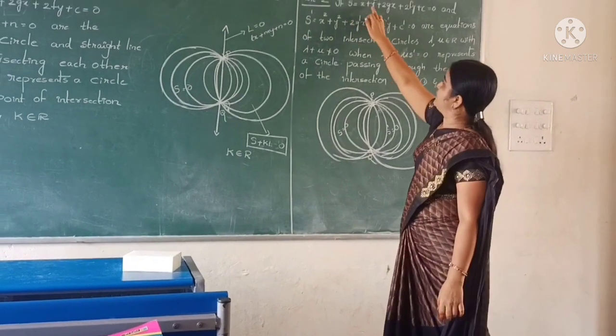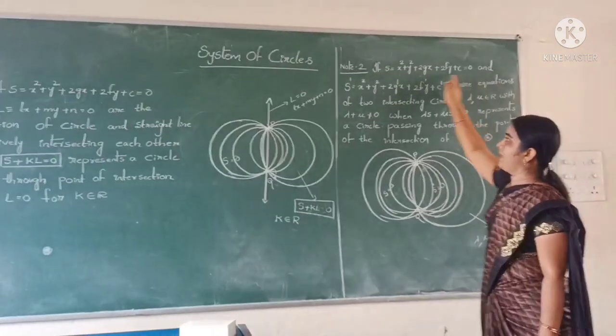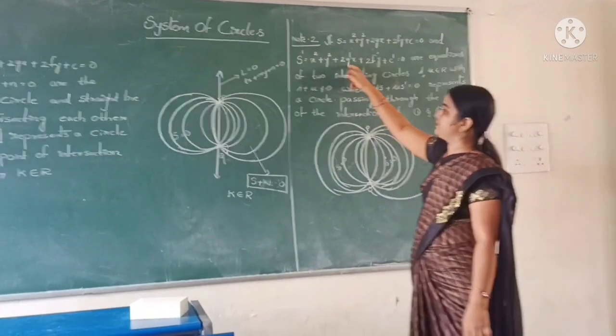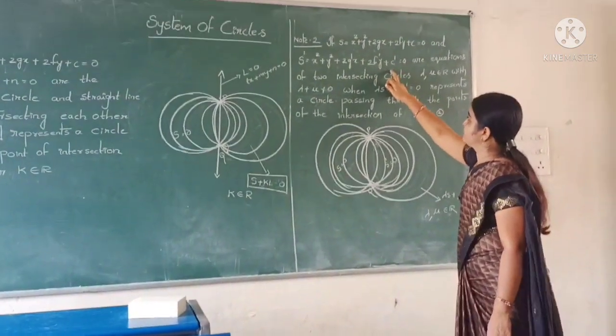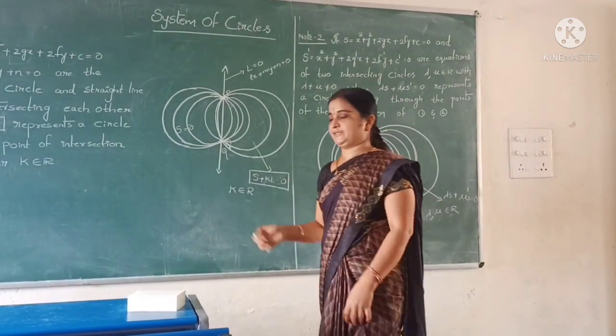That is, s is equal to x square plus y square plus 2gx plus 2fy plus c is equal to 0, and s dash is equal to x square plus y square plus 2g dash x plus 2f dash y plus c dash is equal to 0. These are the beauty of the mathematics. Okay.